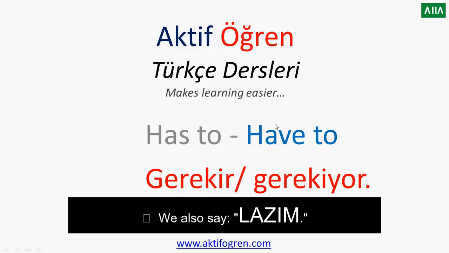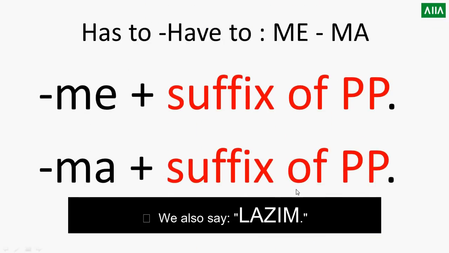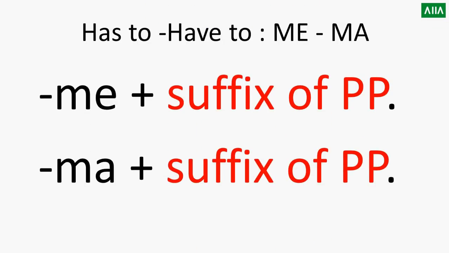Now, have to and has to in Turkish we say gerekir, or you can say gerekiyor. Well, I will be showing you a few more different definitions, of course, in the examples, and you will use them too as well.